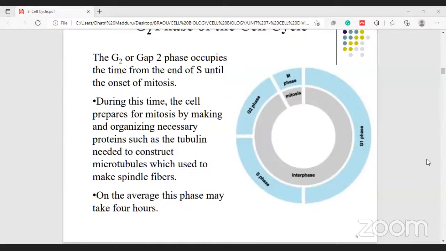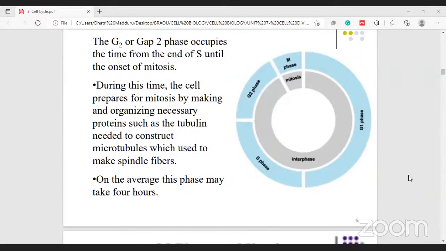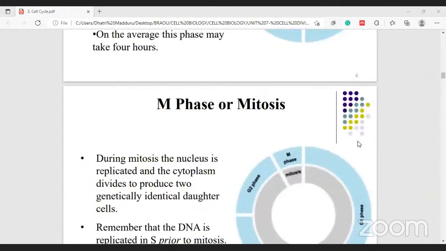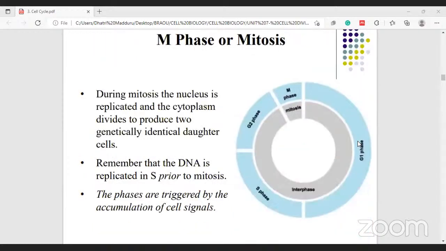A few hours, 4 hours actually. During mitosis, the nucleus is replicated and the cytoplasm of the daughter cells. So here DNA is replicated in S phase. These phases are triggered by accumulation of cell signals.